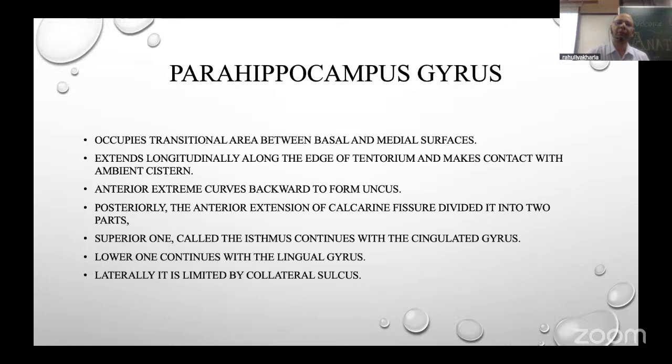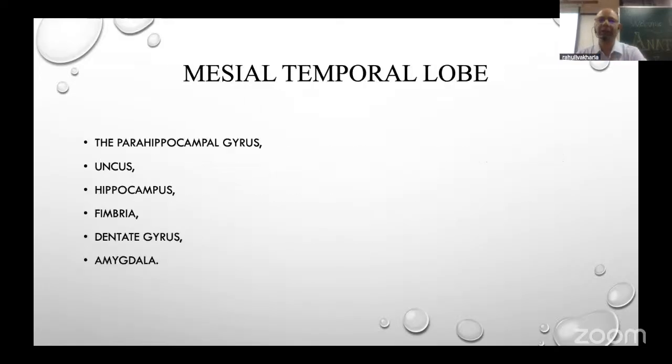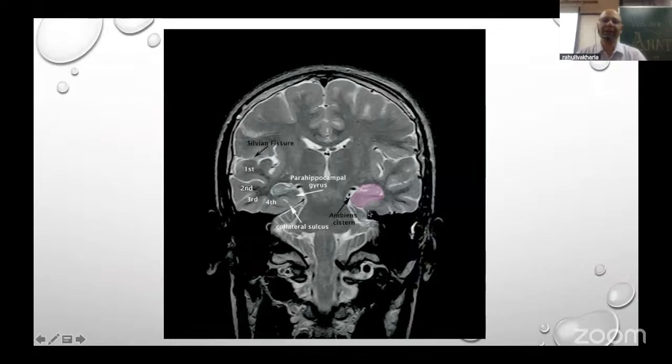So what is the parahippocampal gyrus? The parahippocampal gyrus is a gyrus which occupies a space between the inferior and the medial surfaces of the temporal lobe, and it extends longitudinally along the tentorial leaflet. I'll show you on the images also. So it's along the tentorium and it makes contact with the ambient cistern, as I just showed you. This is the ambient cistern. You can appreciate this is the parahippocampal gyrus and this is the ambient cistern.